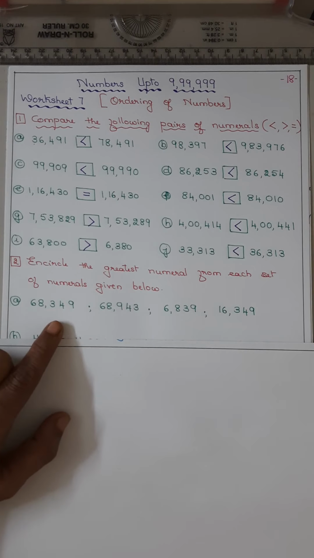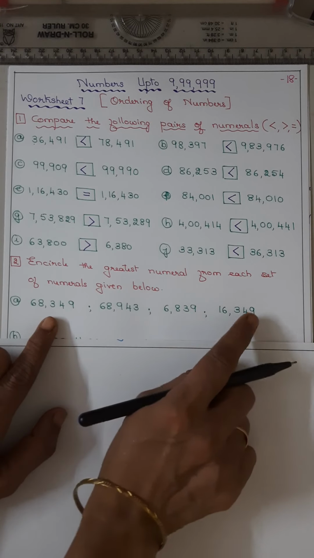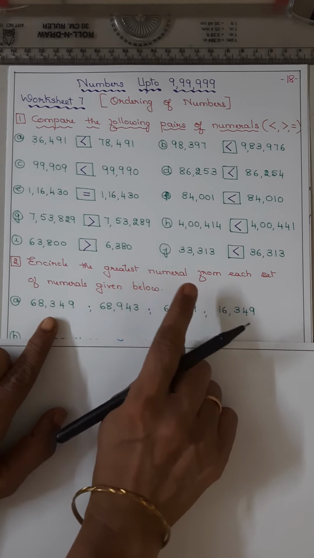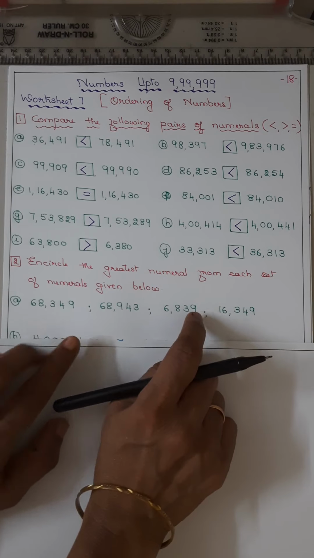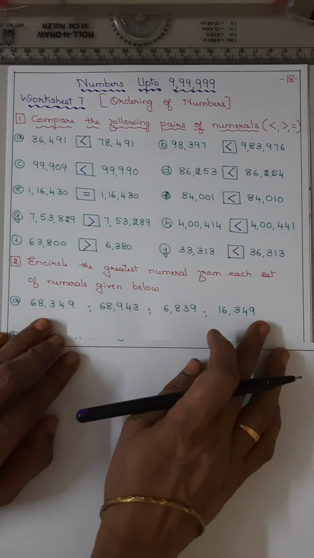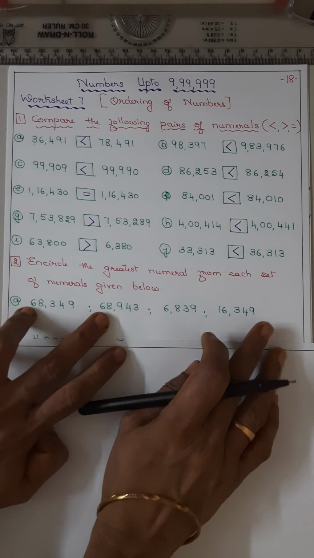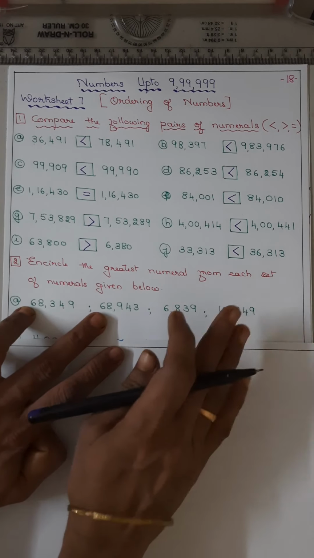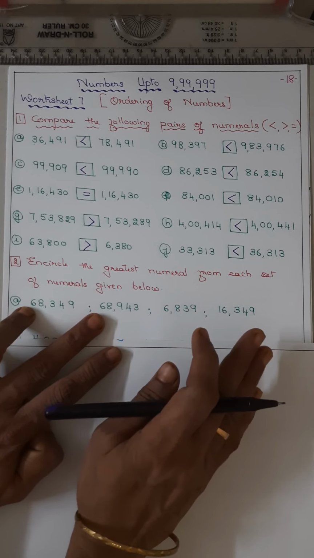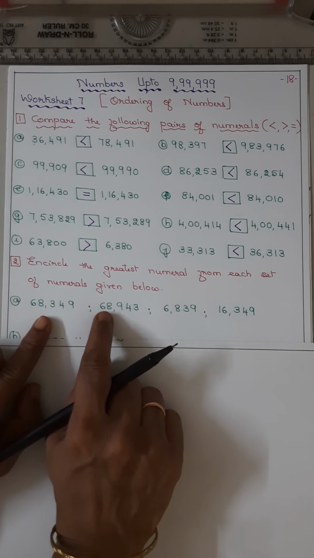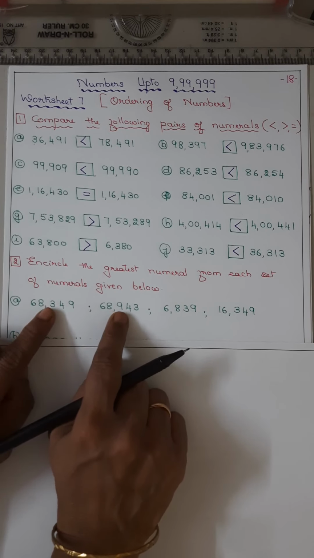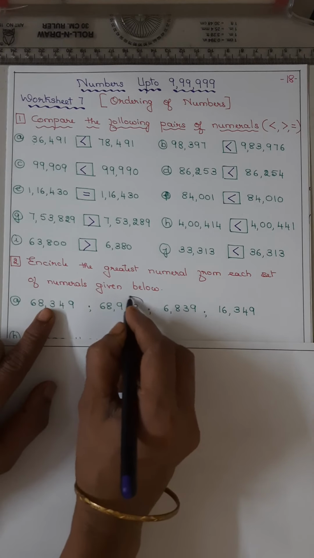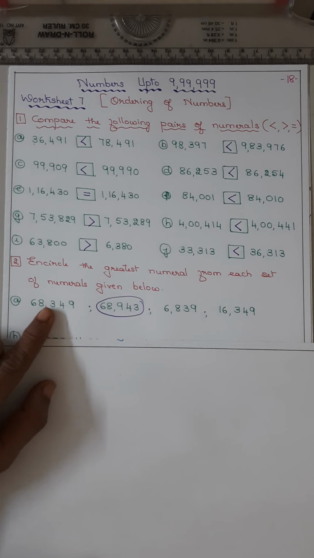Okay. So first count the number of digits. 5 digit, 4 digit, 5 digit. So for the greatest, the 4 digit is cancelled, isn't it? It cannot be. So compare only with these three. Now 6, 6, 1. So 1 is small, so leave it. Now compare with these two. 6, 6, 8, 8 equal, 3, 9. 9 is greater. So this is the greatest numeral.